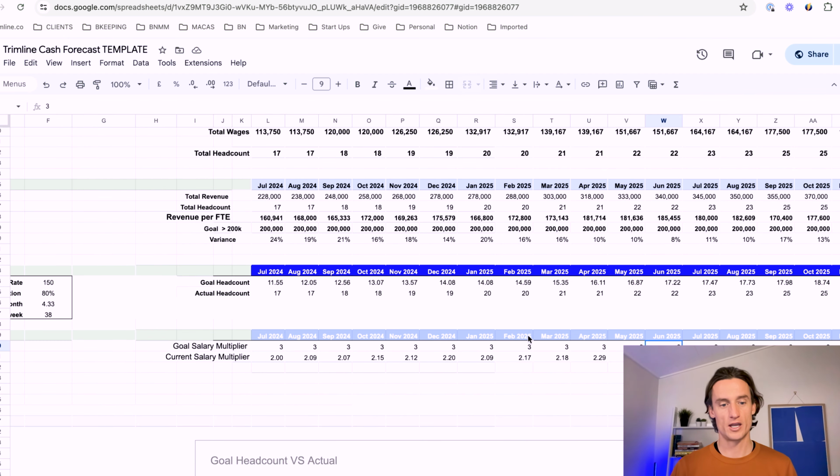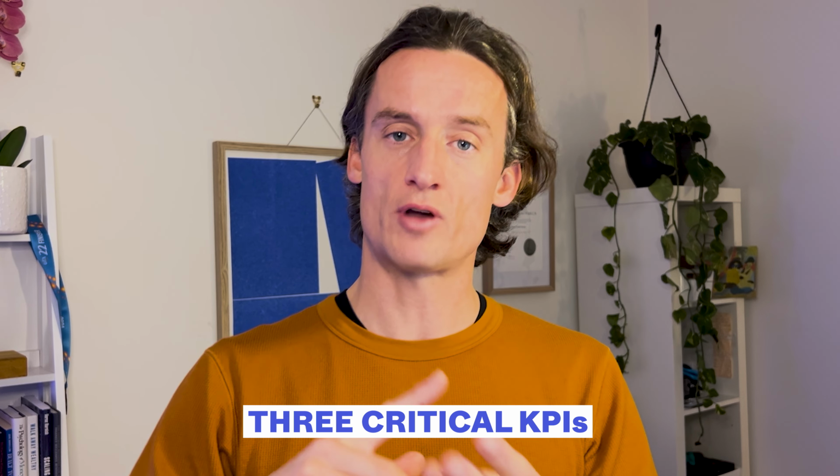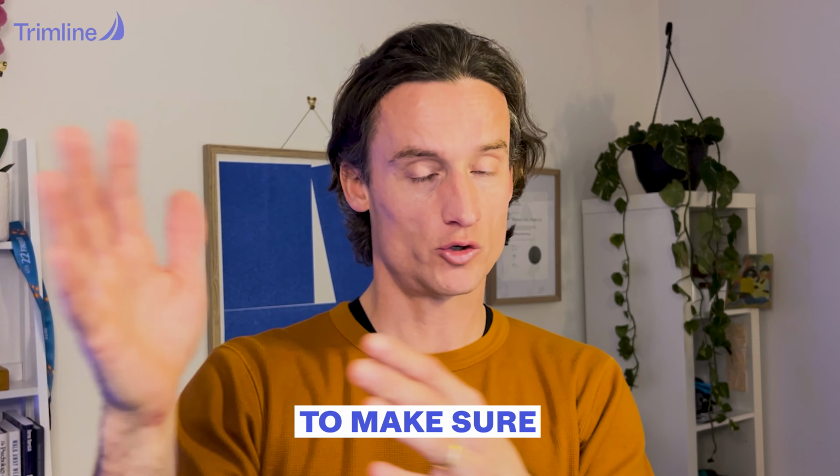There's a bit of nuance in the multiplier. I put the goal at 3, but that goal could potentially be 3.2, 3.5. For some clients, I set that at 4 because we have a huge overhead that we need to cover. So it does depend on the business. All right, I'll leave it there. Those are 3 critical KPIs that you should be thinking about when planning what your headcount is right now and what it should be into the future to make sure that you're on track.